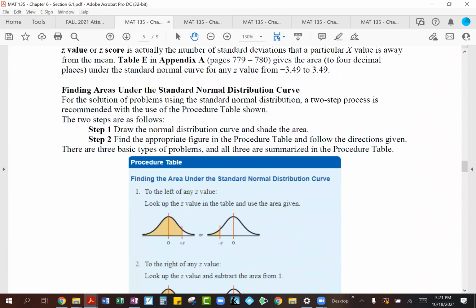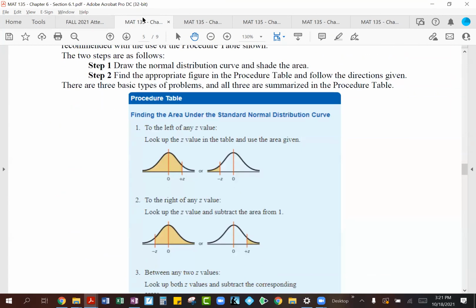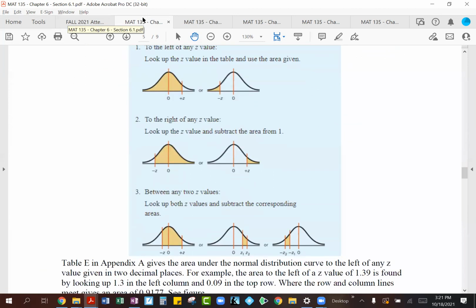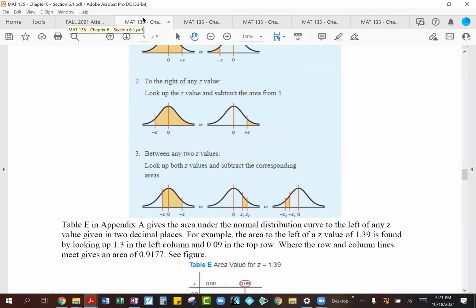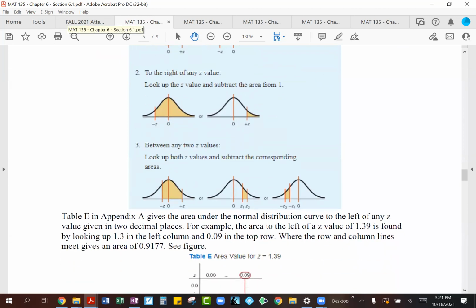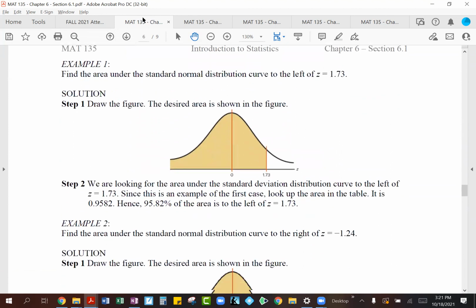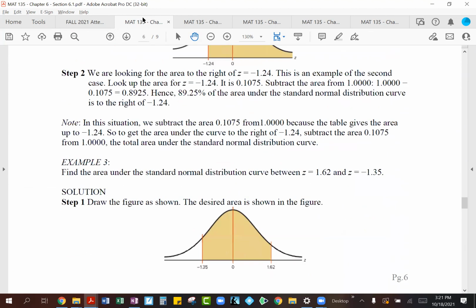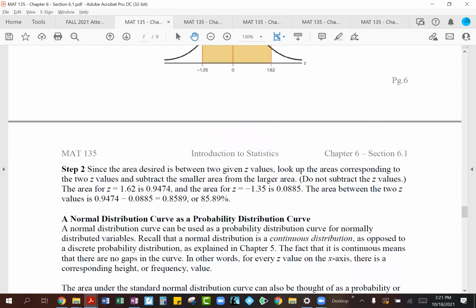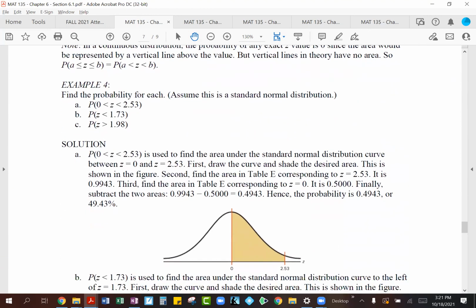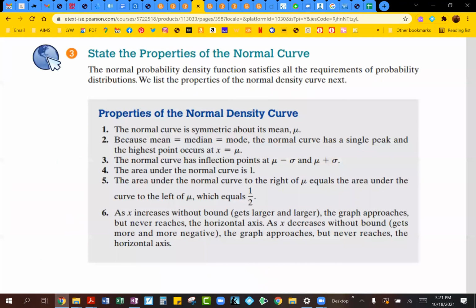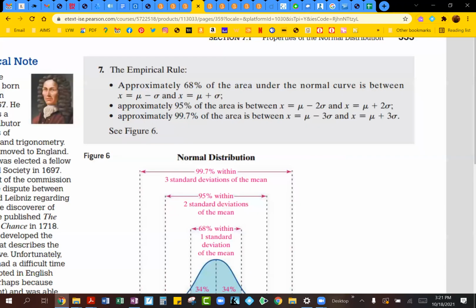So they actually walk you through the different steps depending on which area you are looking for. Is it a value underneath or less than the z-score? Is it a value greater than the z-score? Or if it's going to be sandwiched between 2 z-scores, based on that, we can try and calculate that. So let's take a look at an example. You know what, let's see if we can find something in your textbook here.